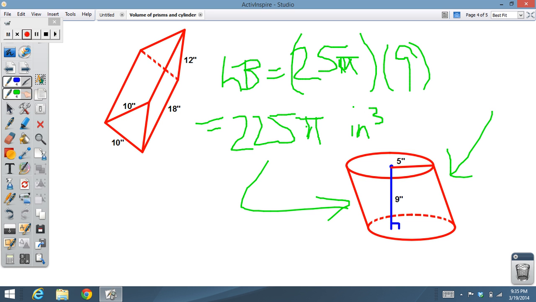Okay, 225 pi, I'd be okay also if you use the decimal form, 225 times pi, 706.86 cubic inches. Either way, base times height, not a big deal. All right, last thing I got to tell you about.